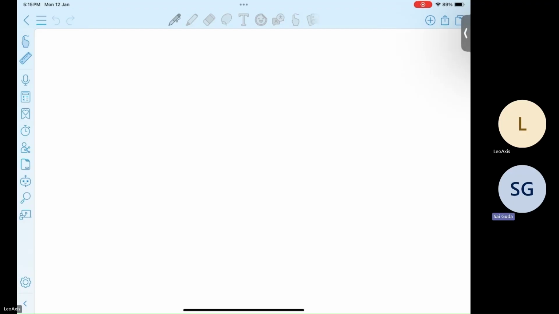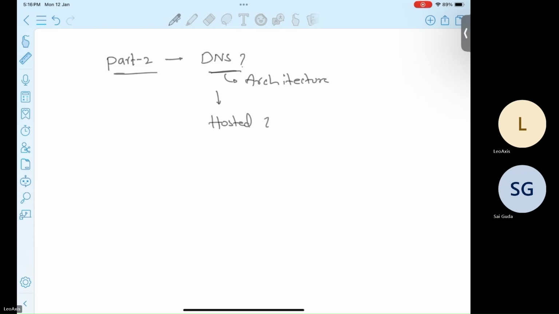As you know, we started our DNS series and we're done with part 1. Today we're going to start part 2 of this DNS series. In this part 2, we will start with what exactly DNS is, its architecture and its components. Followed by this, we'll try to understand what a hosted zone is and what we mean by records. And then we'll conclude with TTL, time to live.